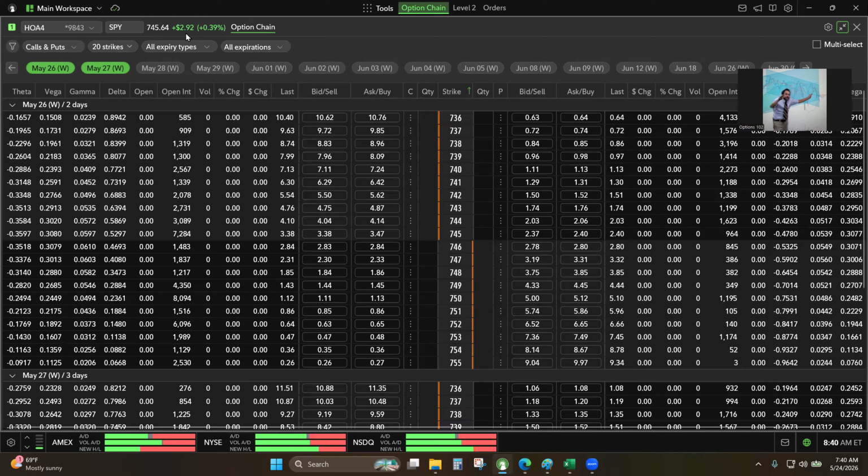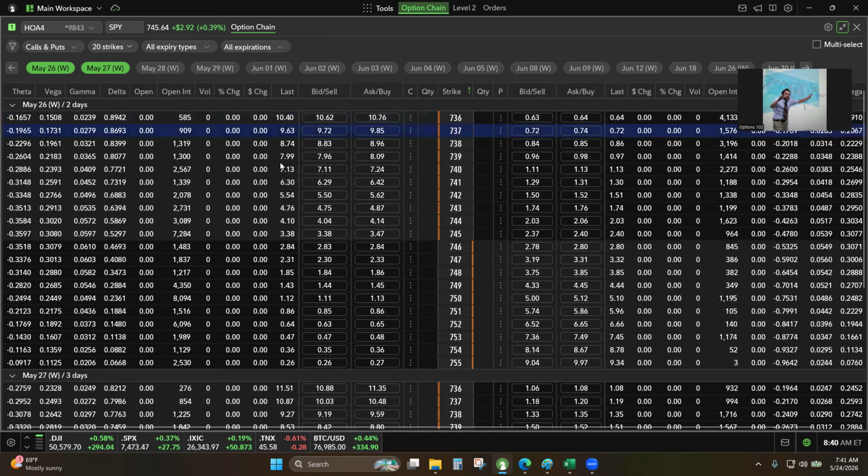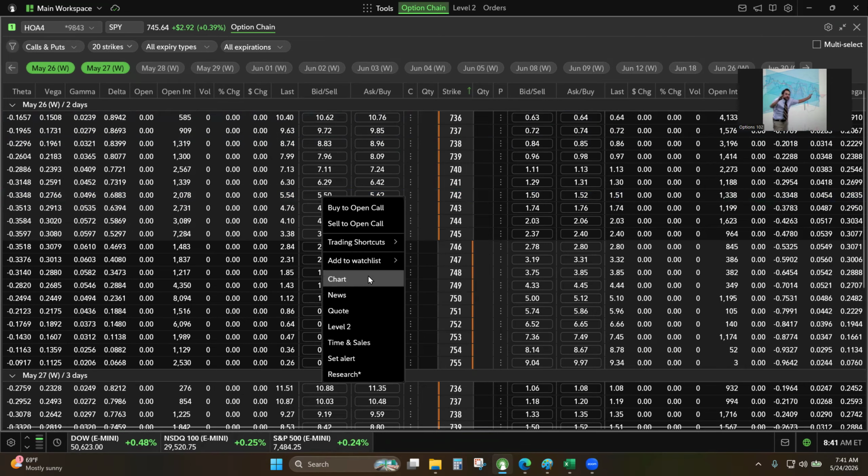So at the open of the day, it was about, let's just call it 745 minus 3, let's just call it 742, and it was a green day. So I'm going to look at call options starting at 742, which is probably where I would start my day. So right here on the options chart, just go to the 742 strike. I'm going to right click on that and go to chart.